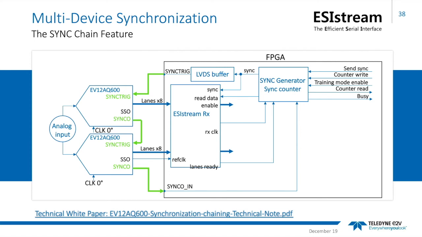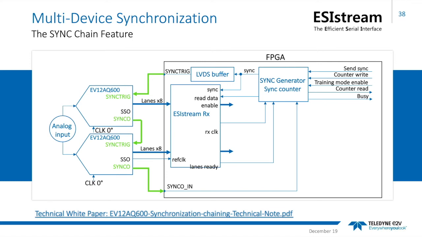There are several methods by which engineers aim to ensure sync. In the design of the EV12AQ600, Teledyne E2V gave careful thought to this problem, resulting in a unique sync timing concept. The ADC provides a pair of sync signal pins, the sync trig and sync output pins. These pins can be cascaded across multiple devices ad nauseum.